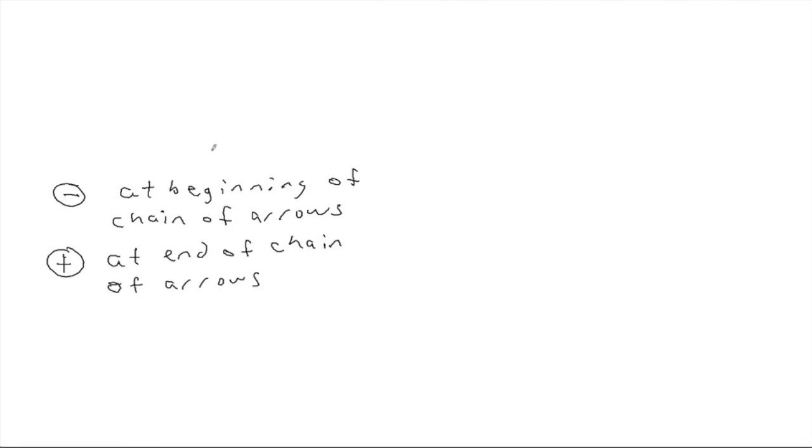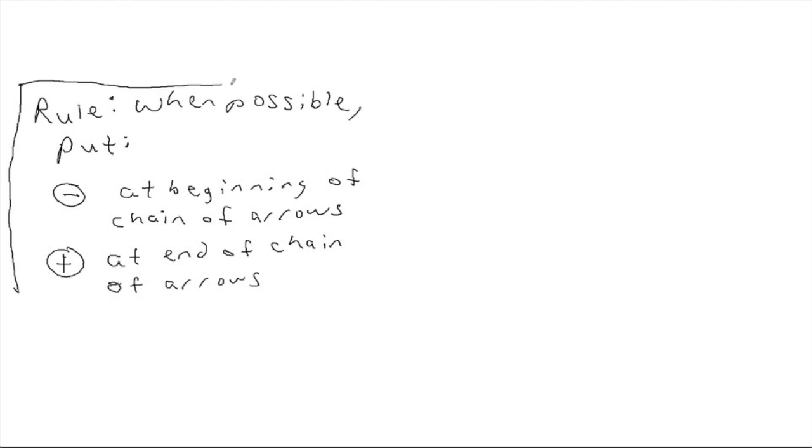Okay, so the rule is, when possible, put a negative at the beginning of the chain of arrows and a positive at the end of the chain of arrows. This is our first rule. When possible, put a negative at the beginning of the chain of arrows and a positive at the end.